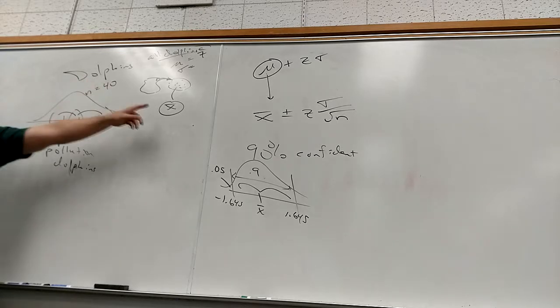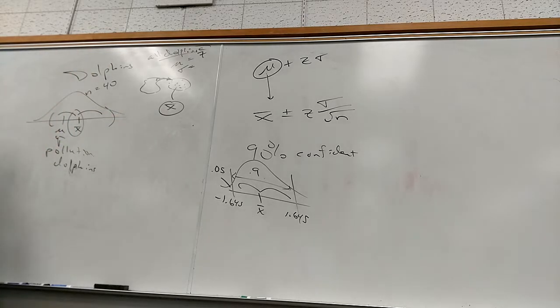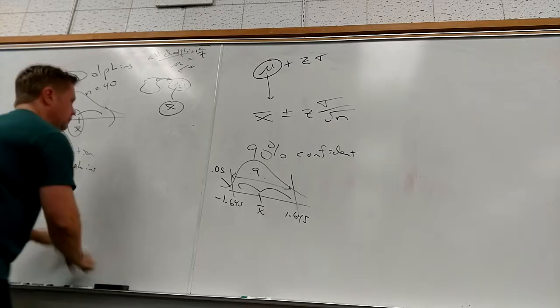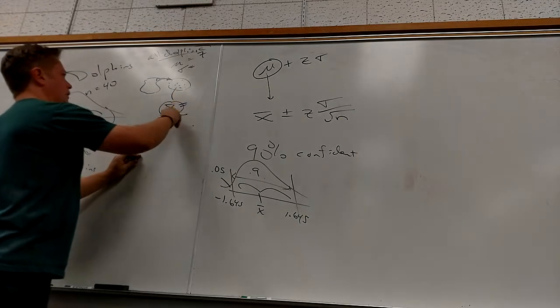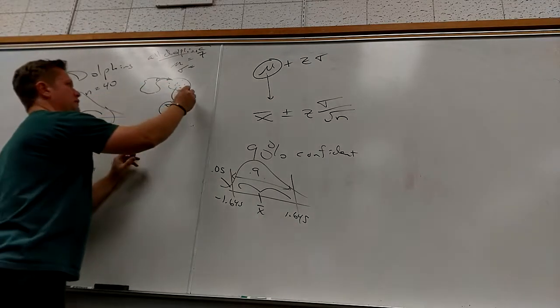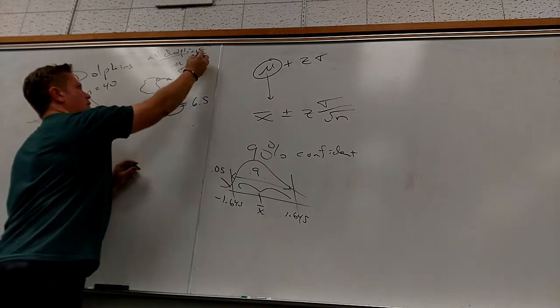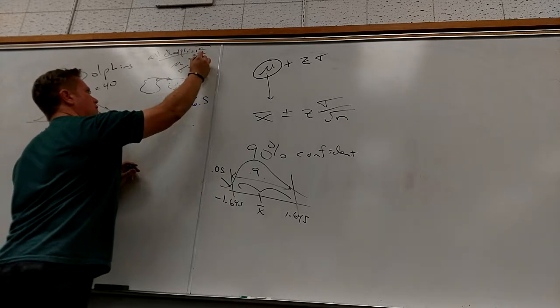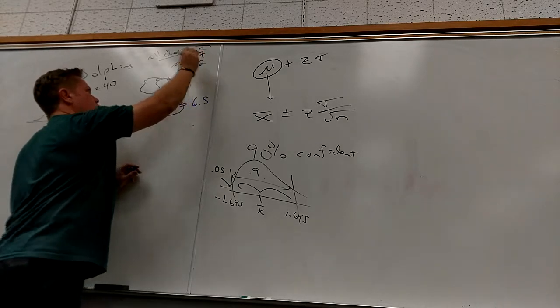So if I get a sample mean, all right, let's actually give us some numbers here, and then I'll do a clean problem from the beginning, because this one is getting a little bit convoluted. But let's say I get a sample mean for my pollution dolphins. I get a sample mean of 6.5. And the standard deviation for all dolphins is known to be 2, let's say.